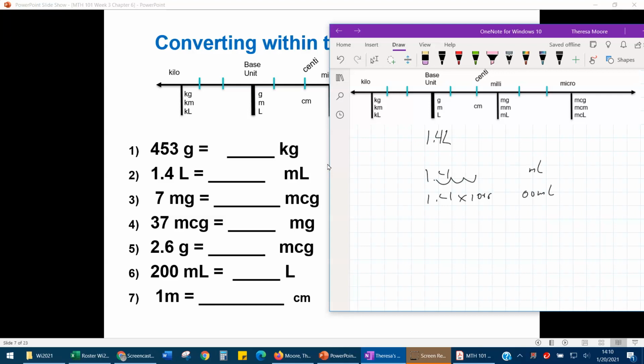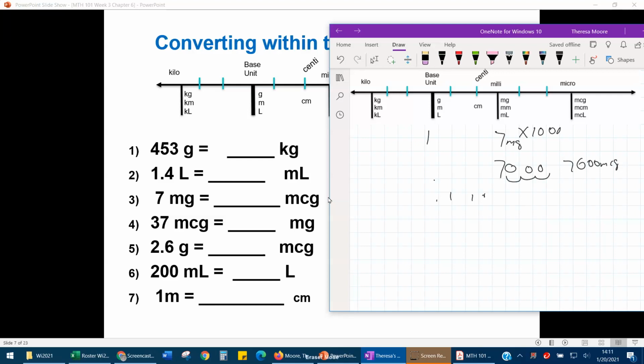Milligrams. That's right here. So we have 7 milligrams, and we're going to micrograms. That is 1, 2, 3 to the right. Remember, the decimal is here after the 7. We go 1, 2, 3 to the right, and we have 7,000 micrograms. Or think about it as multiplying 7 by 1,000.